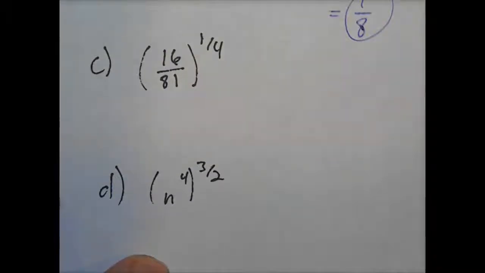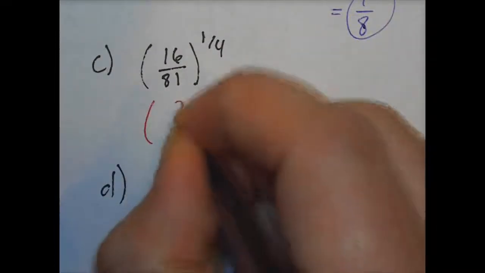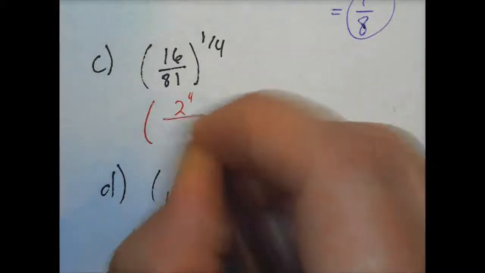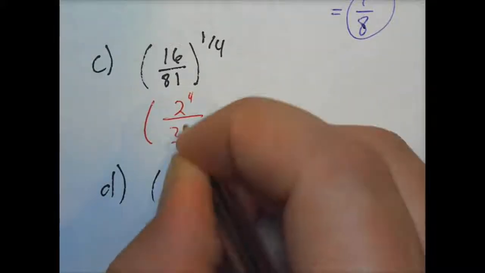So 16, I know is 2 to the 4th, 81 is 3 to the fourth.